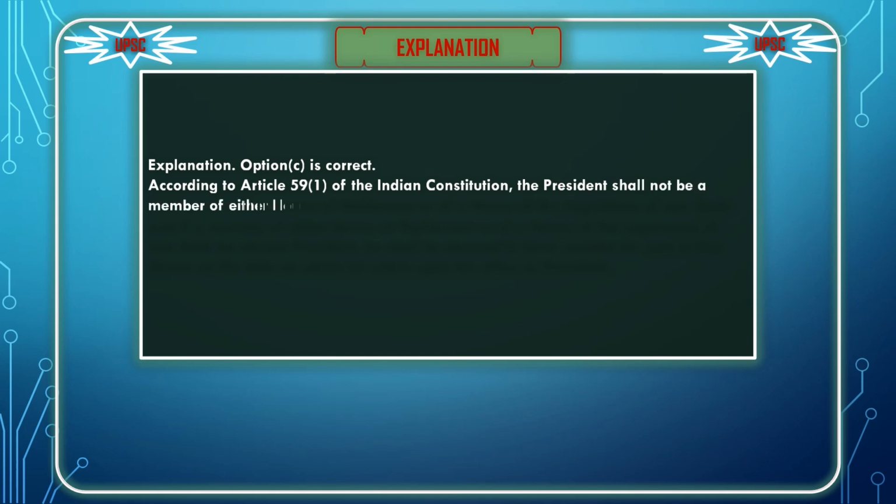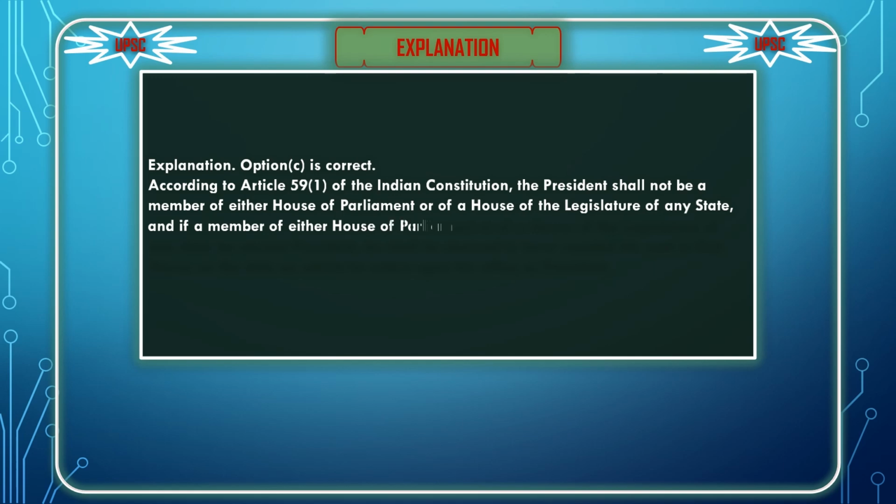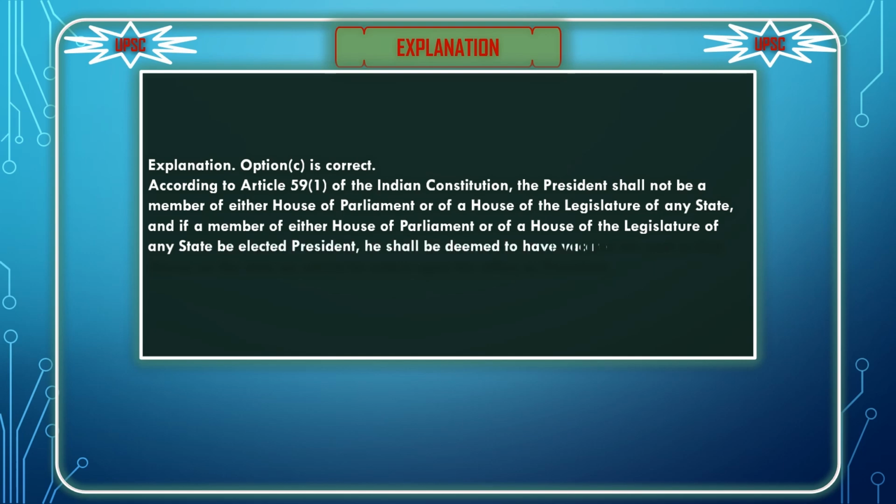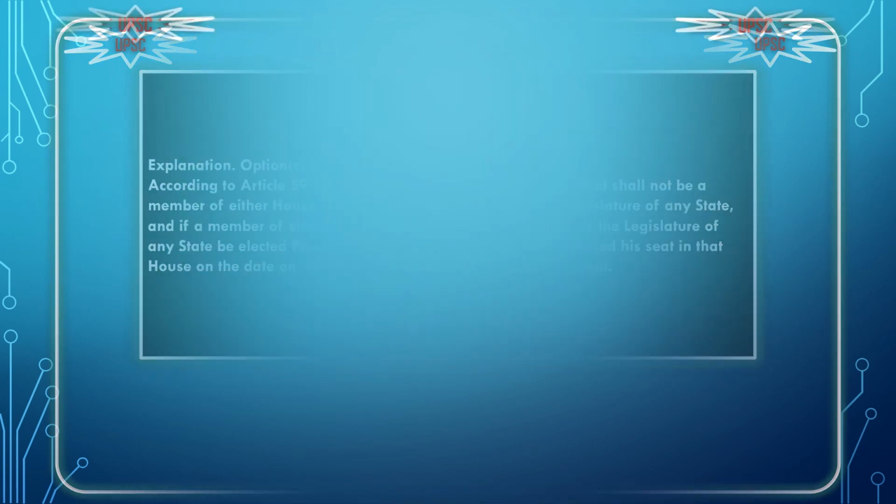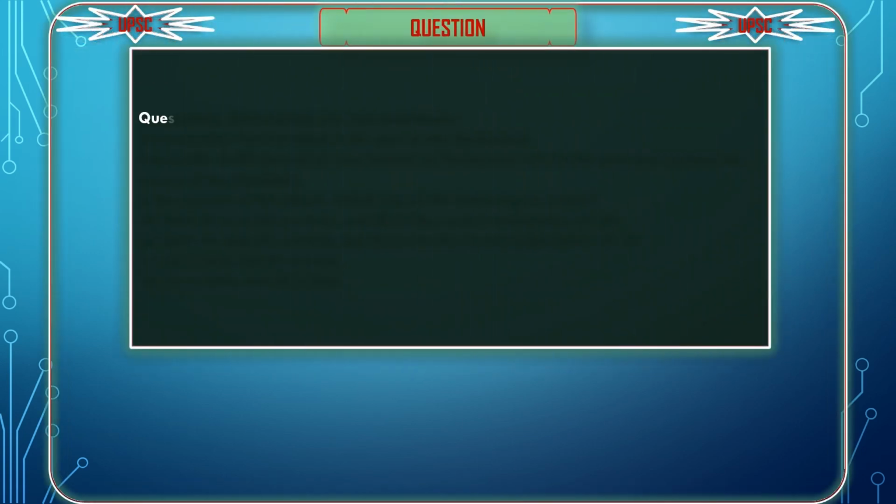Explanation. Option C is correct. According to Article 59(1) of the Indian Constitution, the President shall not be a member of either House of Parliament or of a House of the Legislature of any state, and if a member of either House of Parliament or of a House of the Legislature of any state be elected President, he shall be deemed to have vacated his seat in that House on the date on which he enters upon his office as President.